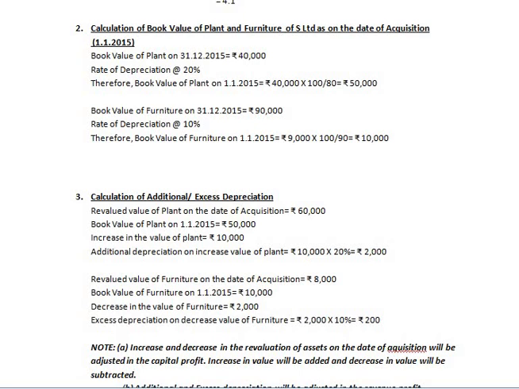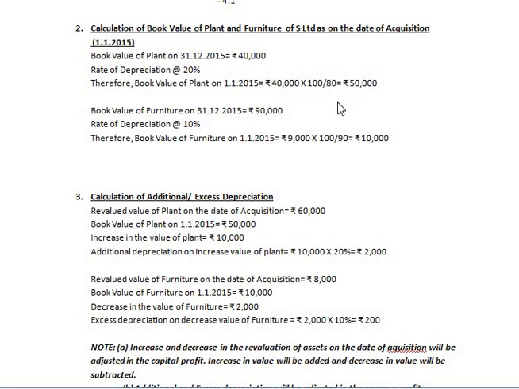Now if you look at the working note, the book value of plant on 31st December 2015 is rupees 40,000. Remember, this 40,000 is after charging depreciation of 20%. So we need to find the value before charging depreciation. To find the book value of plant as on the date of acquisition, that is before charging depreciation at the beginning of the year, it will be 40,000 into 100 divided by 80. Some may wonder, how do we get this 80?